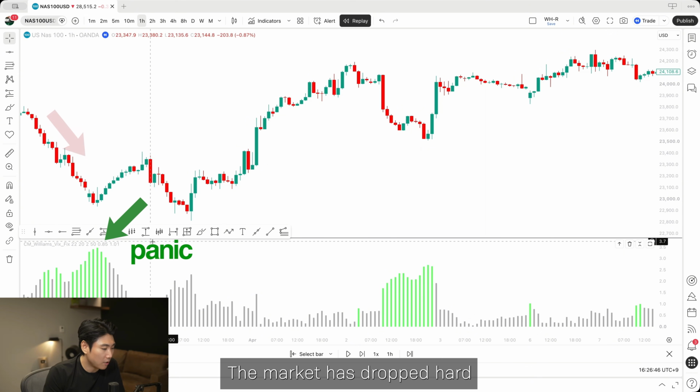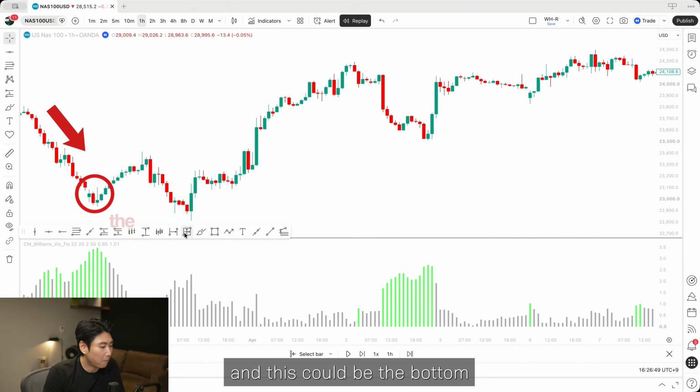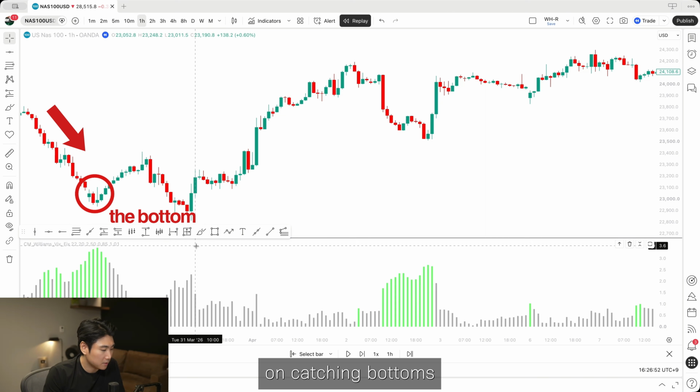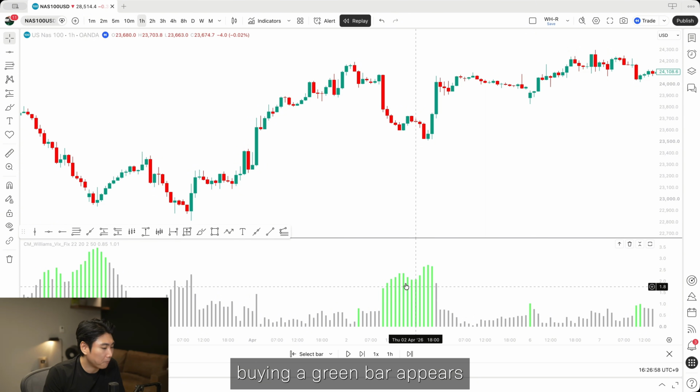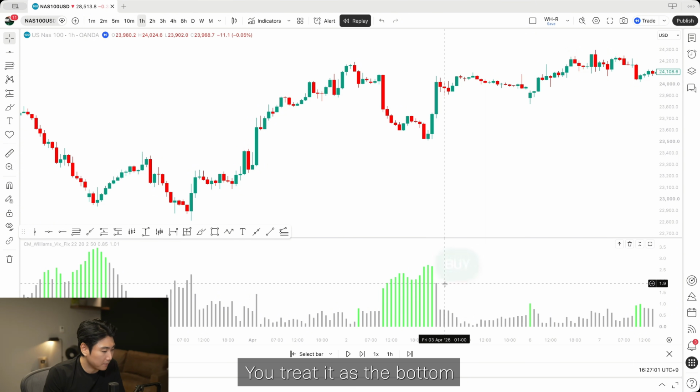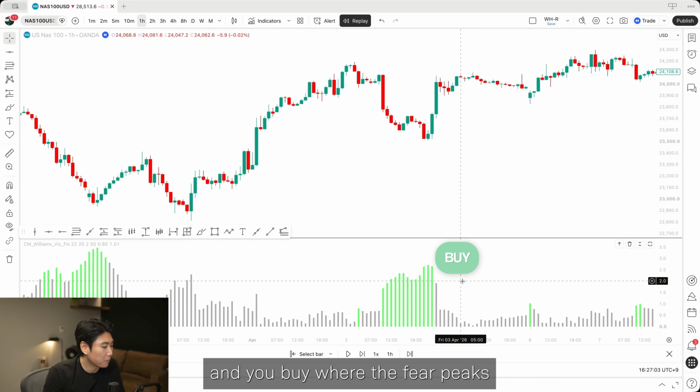The market has dropped hard and this could be the bottom. This indicator focuses on catching the bottom, in other words, buying. A green bar appears, you treat it as the bottom, and you buy where the fear peaks.